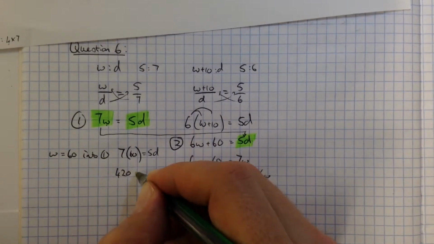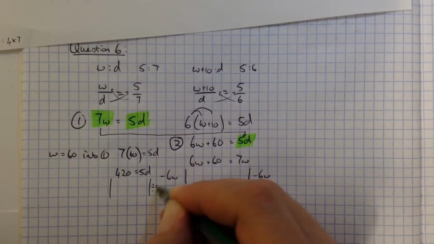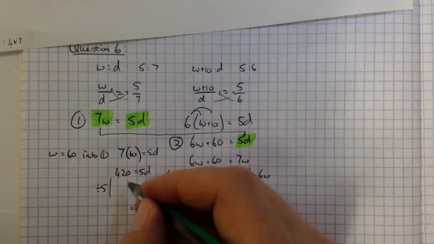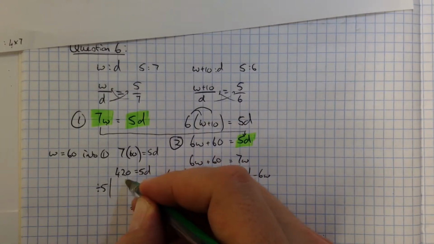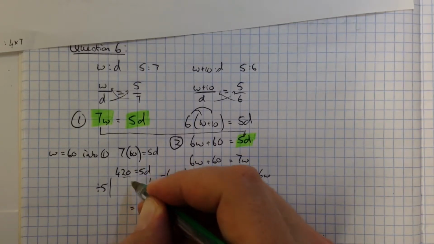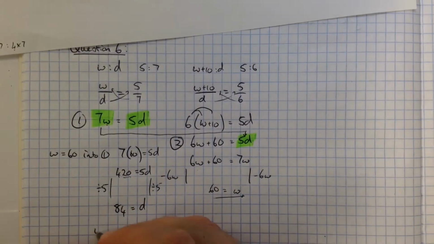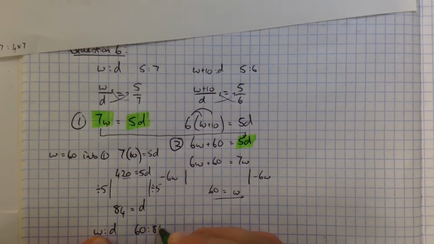That means 420 is equal to 5d. Divide by 5 on both sides. d is equal to, if 5 went into 40 8 times, it would go into 420 84 times, so it should be 84. Alright, therefore w to d is 60 to 84.